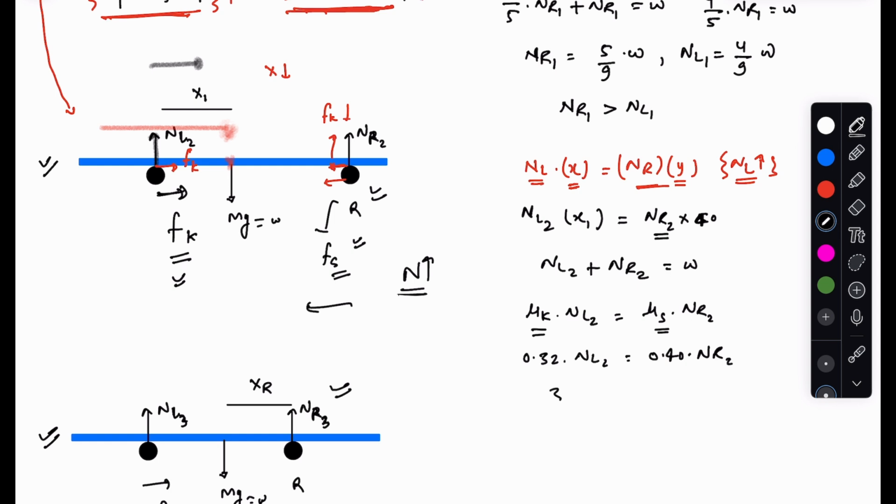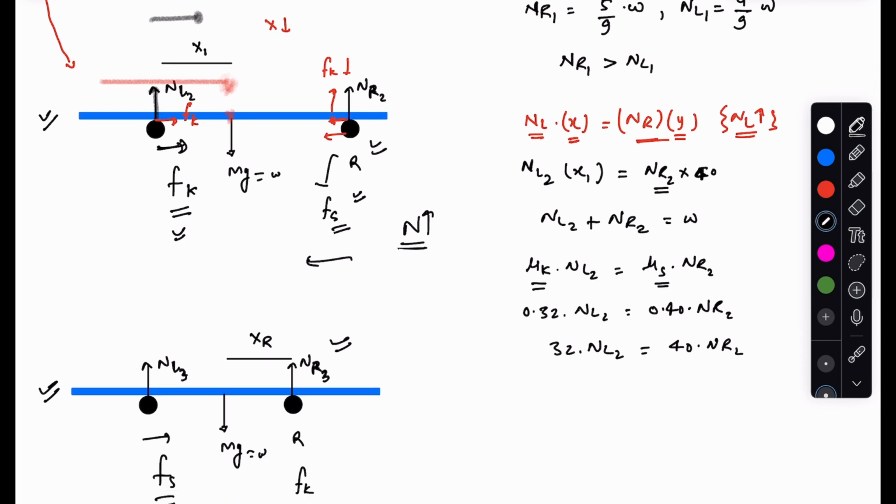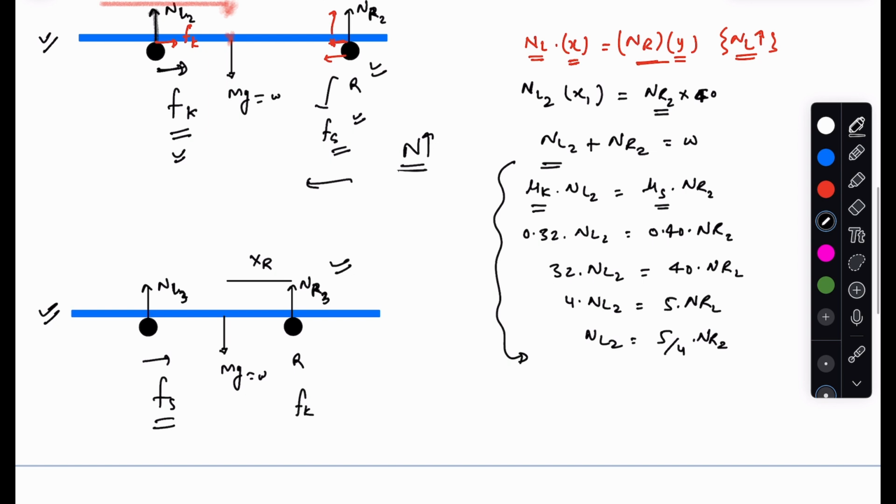So 32 times of nl2 is equal to 40 times of nr2. So it becomes 8 by 8, we can divide. So then 4 times of nl2 is equal to 5 times of nr2. So from here we get nl2 is equal to 5 by 4 nr2. Okay, let's place it in this equation. If you place that into this equation, then we'll have the values as well.